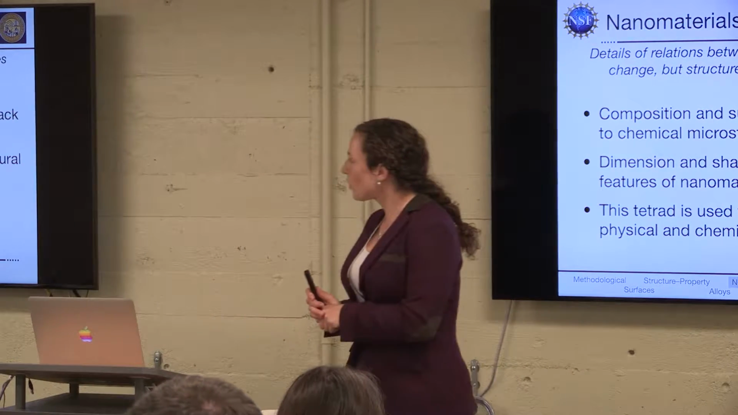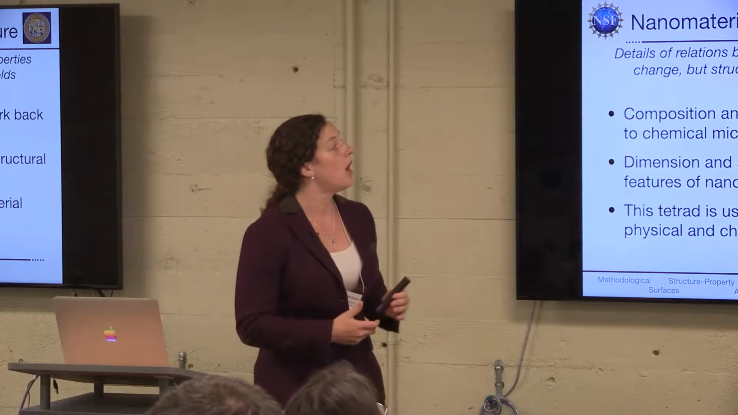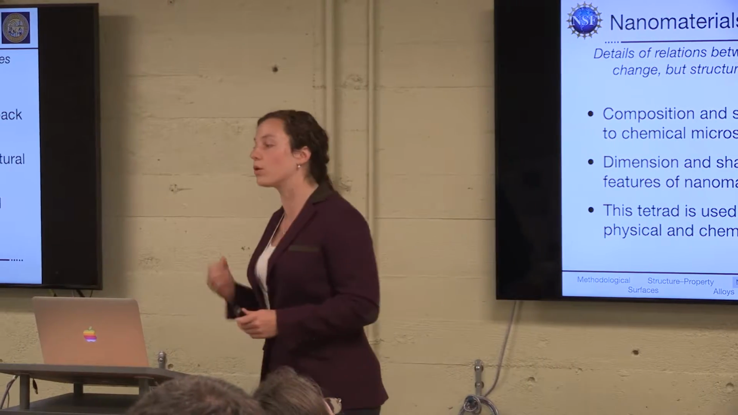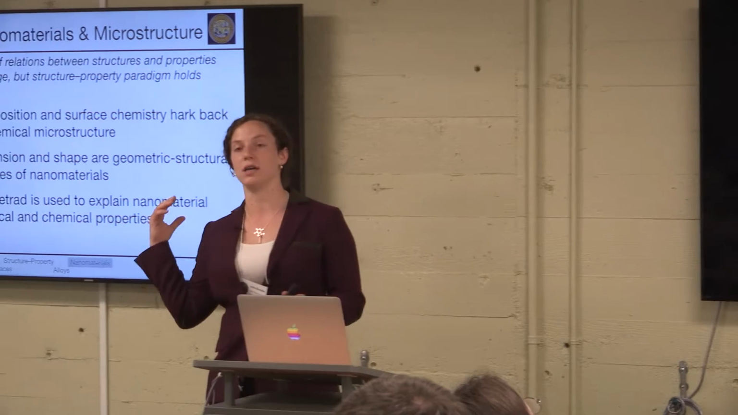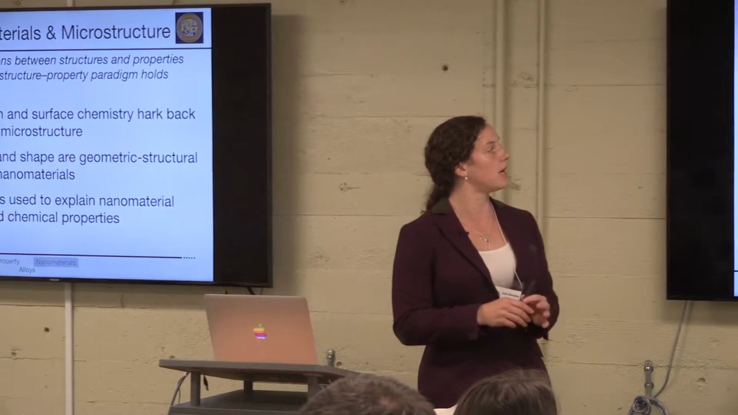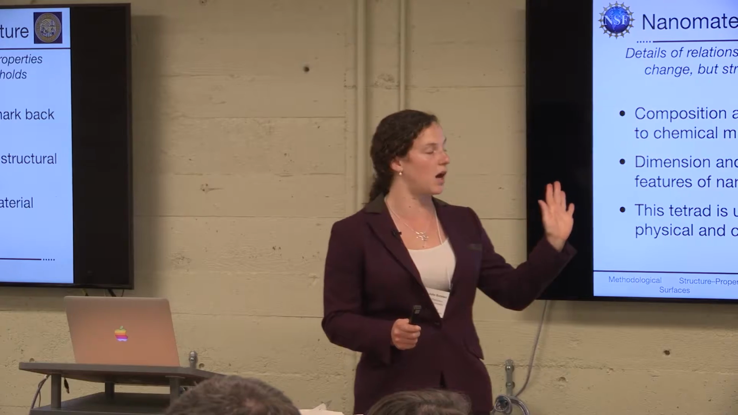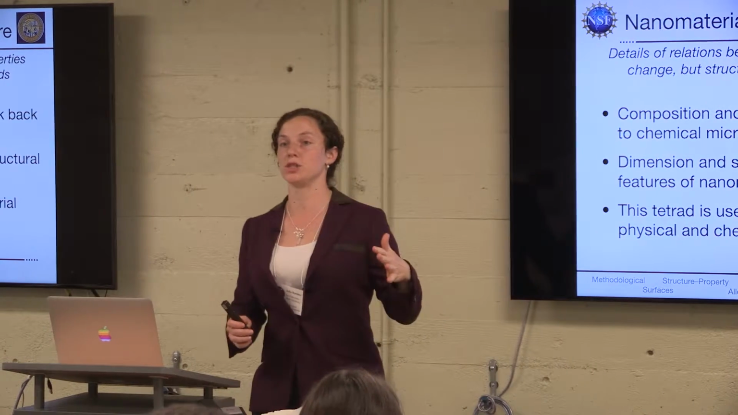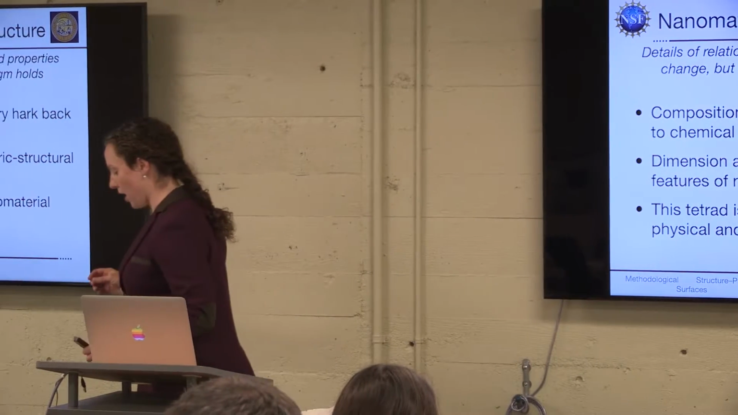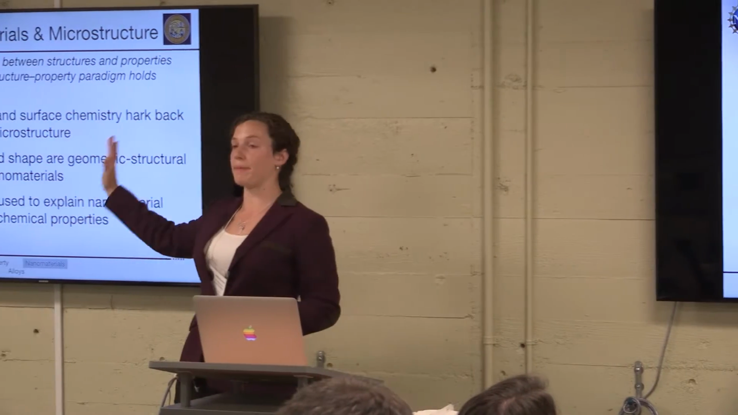So bringing it back to our conversation about classifying nanomaterials, what comes out of this view of nanomaterials as dependent not only on composition, but on size and shape and surface chemistry is the idea that the details of the things that count as structure and the relationships between structures and properties change. We add on to them. We have different ones that we're interested in relative to the structures and properties that we're interested in chemistry. But the structure property paradigm still holds.